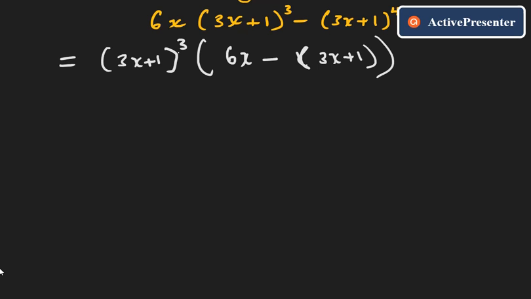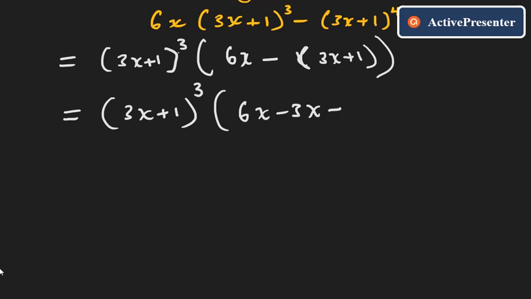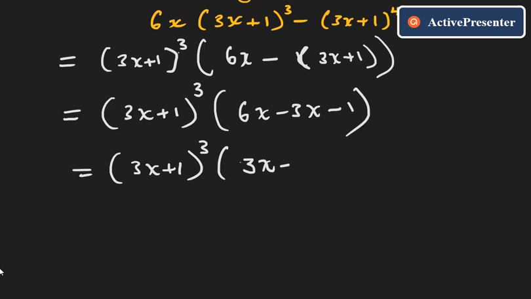So what are we going to do with it? We will leave it as it is, (3x plus 1) to the power 3, multiplied in 6x minus 3x minus 1. So this is equal to (3x plus 1) to the power 3, and we would have here 3x minus 1, and that's it.